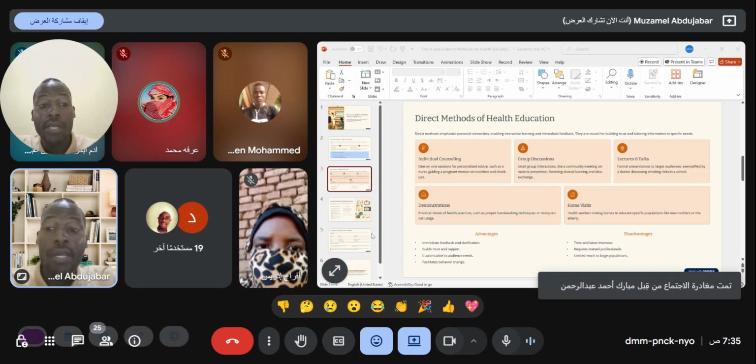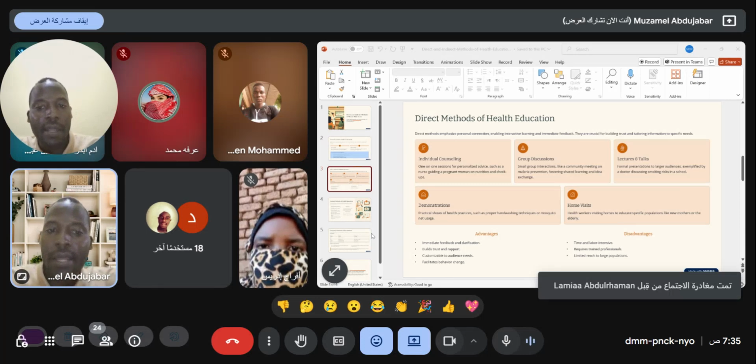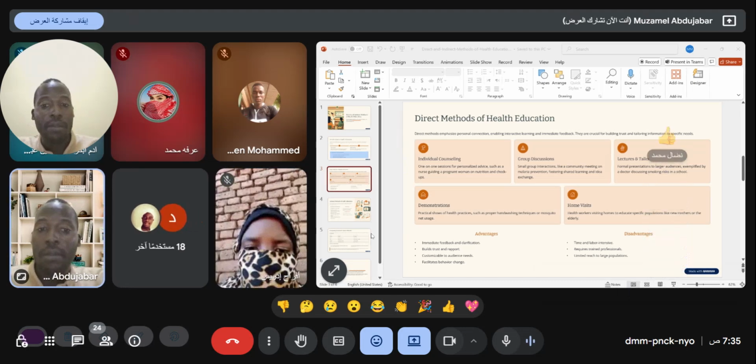The demonstration means you have a big hall and many people are there, and then you can properly discuss the health issue in a big way. This is called demonstration. Yeah, demonstration.